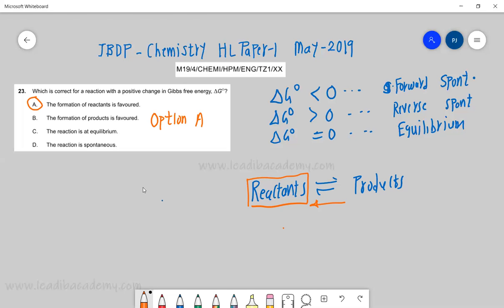Gibbs free energy gives you the direction of the reaction. That is a very important concept. If it is less than 0, that is negative, then the forward reaction is spontaneous, meaning product formation is favorable. If delta G is positive, the reverse reaction is spontaneous, meaning reactant formation is favorable. If it is 0, there is an equilibrium. Very simple concept.